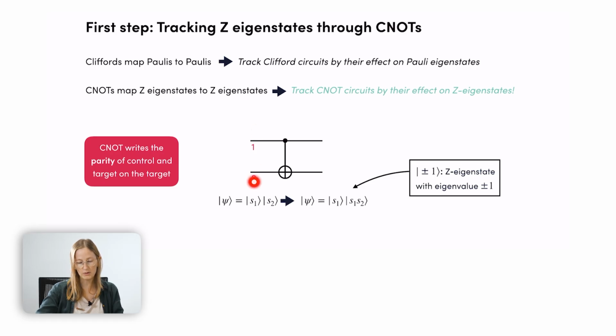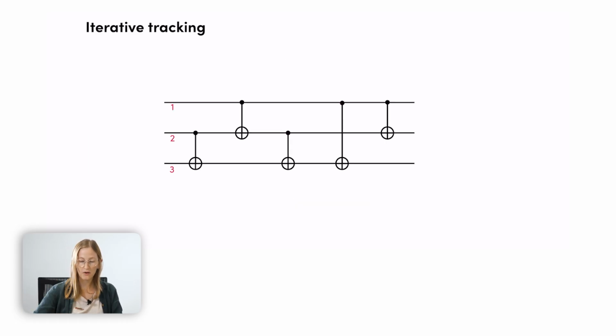Now we want to somehow label that in our circuit. So we just denote some label 1 and 2 for these two eigenstates. And after the CNOT, we simply write 1 and 1, 2 here to denote that here now we have encoded the parity of the two variables S1 and S2. Now you can do this also for larger CNOT circuits, of course.